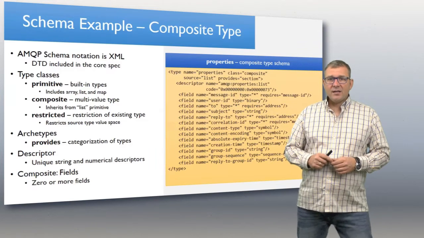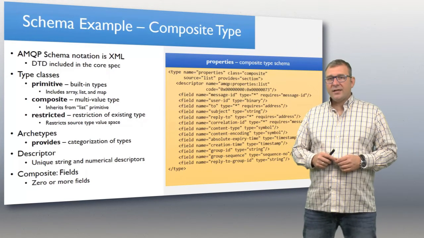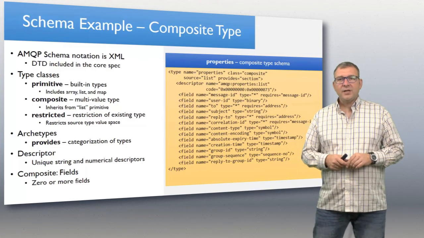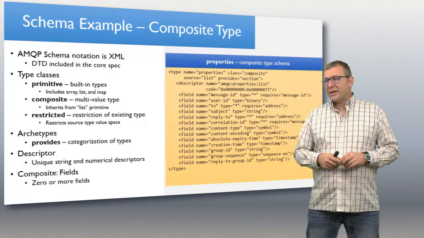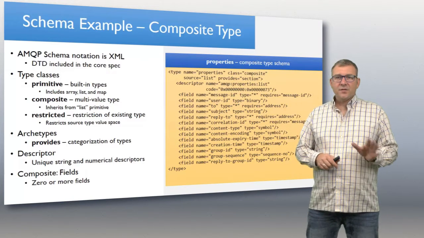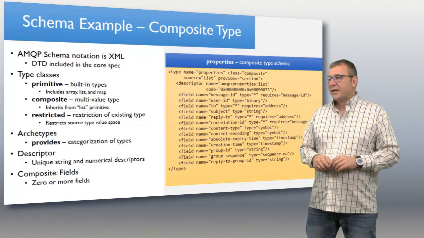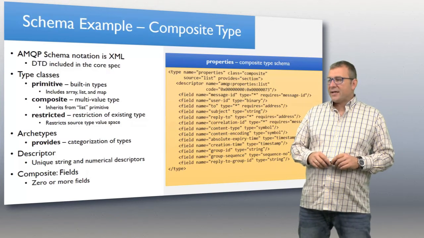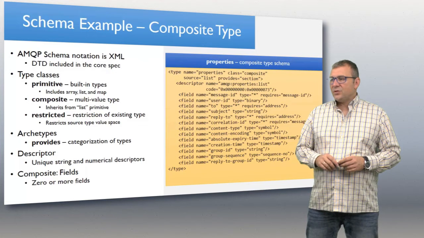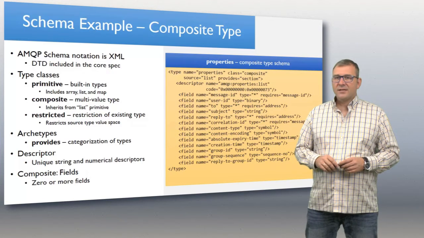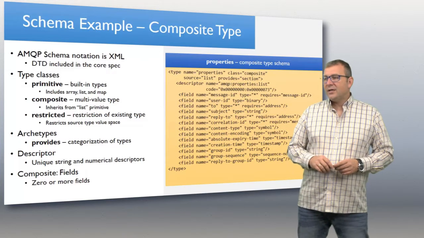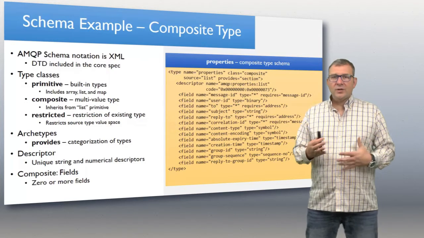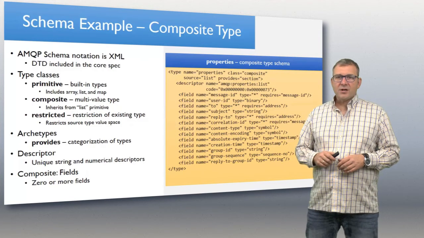The schema language is expressed in XML. That's the only XML that actually occurs in the context of AMQP, the schema definition language, and the DTD for this is included in the AMQP core spec. And it's actually fairly simple. You define a type with a type tag, and then you give it a name, and you then give it a class. The class is either a primitive type, these are the built-in types, or a composite type, which is built from multiple elements.